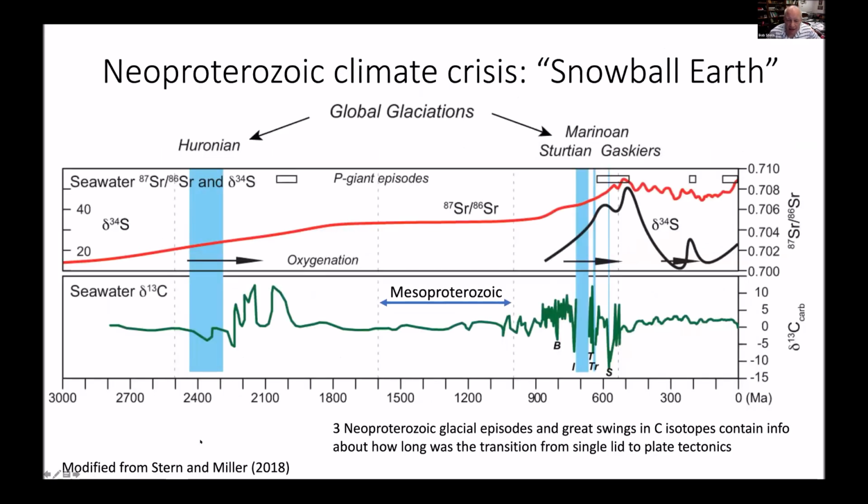So we can see that in the carbon isotope record, which has been excellently developed back through time. The Mesoproterozoic isn't as well defined as we would like it to be, but the Neoproterozoic, there's no question that the Earth's climate system went crazy. These glaciations, these carbon isotope fluctuations, and this could be telling us something about how long it took to make that transition from the Mesoproterozoic single lid to modern plate tectonics.